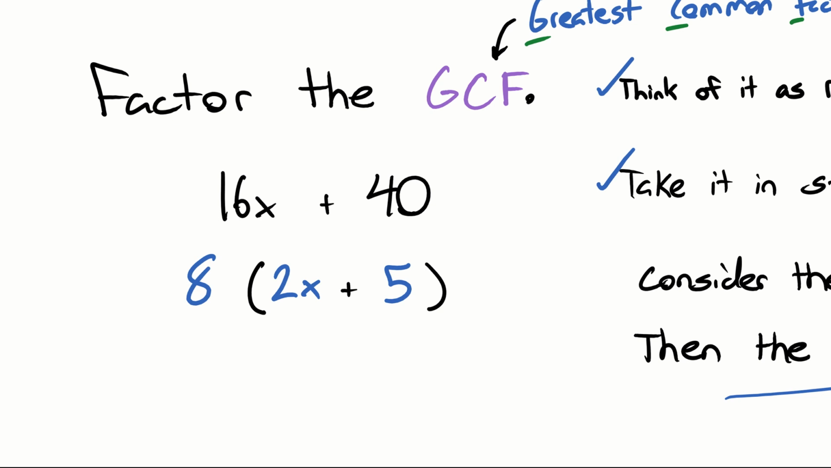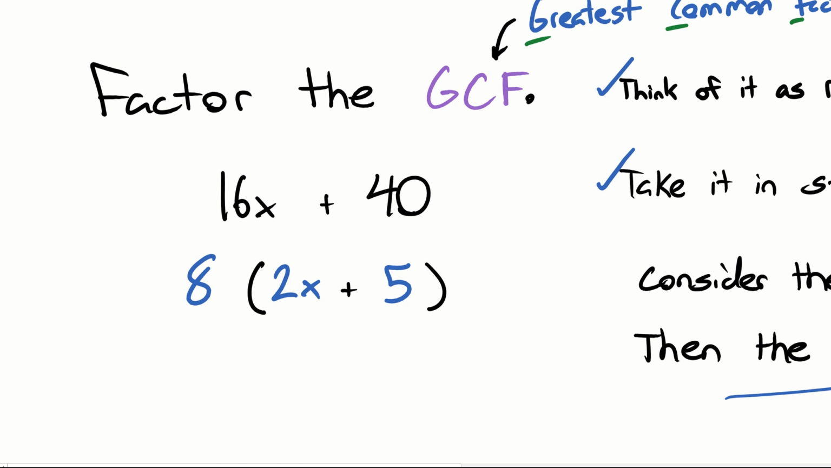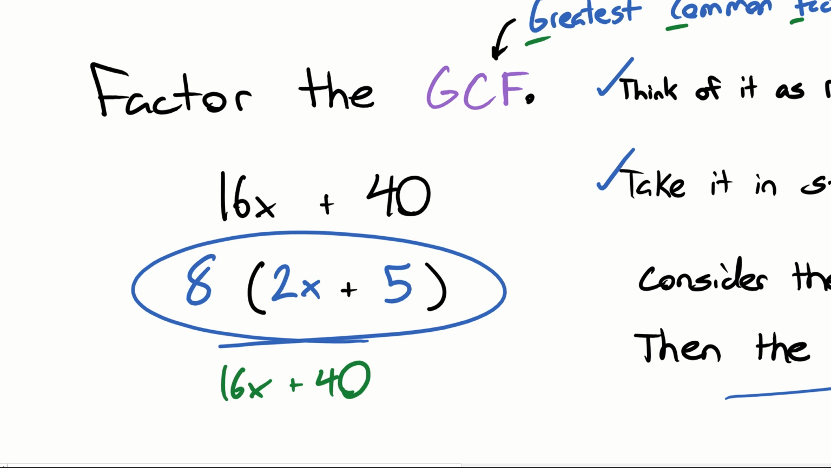Okay, so let me say something before I do that. This is the answer, okay? You just factored it. If you want to check your work, distribute 8. 8 times 2x, 16x. 8 times 5, 40. Good. You see? If I were to distribute that 8, I'd get back to where I started. So therefore, the proper factoring of 16x plus 40 is 8 times 2x plus 5.